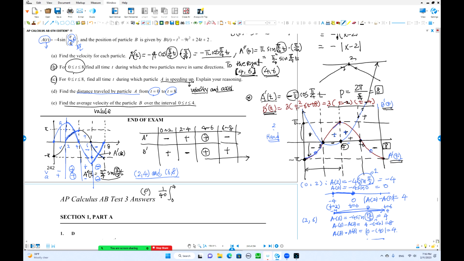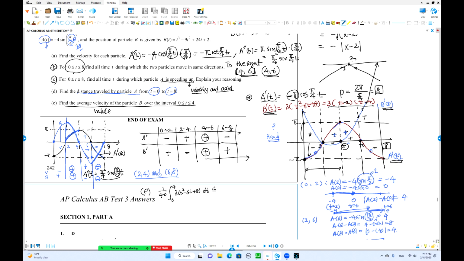B prime is how much? This one: 3t squared minus 6t plus 8 dt. Is it okay? All right. That is the average value of velocity of particle B, right?